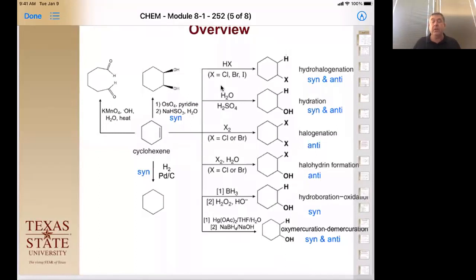Okay, so you might want to start thinking about, this reaction does this mechanism and does syn or anti-addition. So that's what we're going to start defining as we move through this chapter.